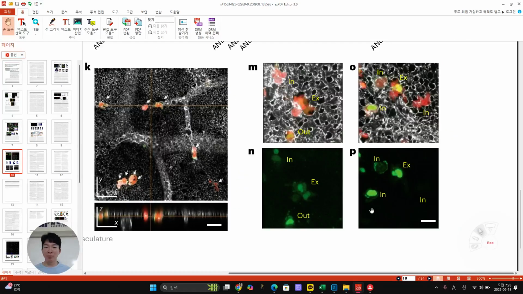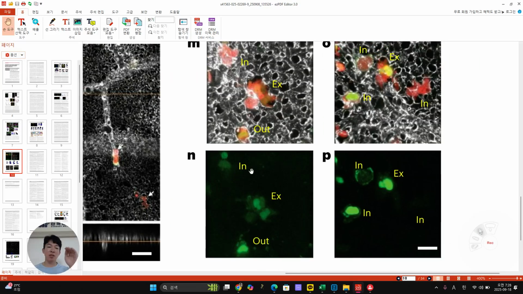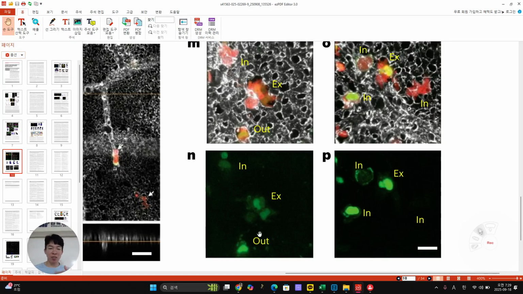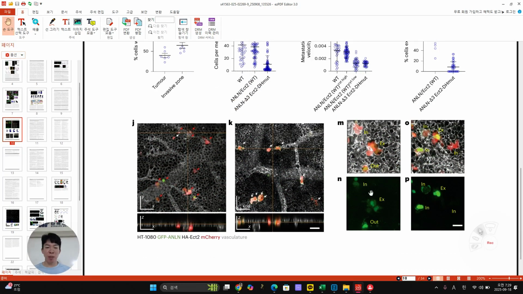So from the M here, also this is a static image, so it's not easy to say, but when they track this cancer cell individually, some cells go inside the blood vessel, which is called in. When they start to go outside, it is called exit, and when they're already outside the blood vessel, it is called out. So they can see some cells go inside, some cells go outside. They are traveling, something like this. Yes, so this is the end of this paper.